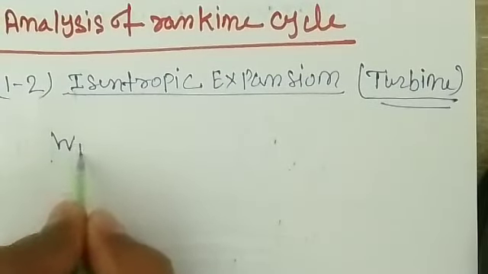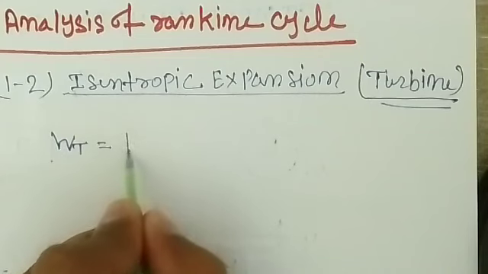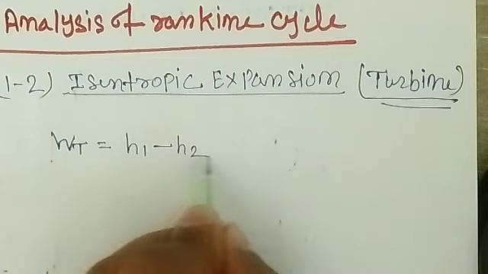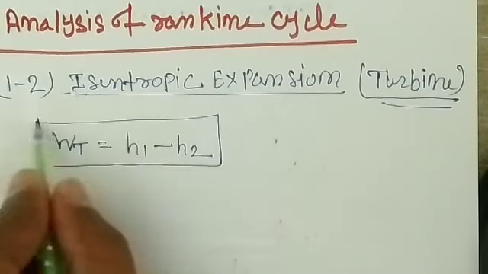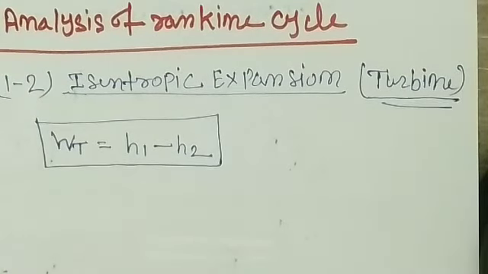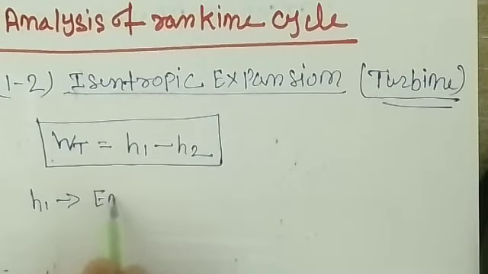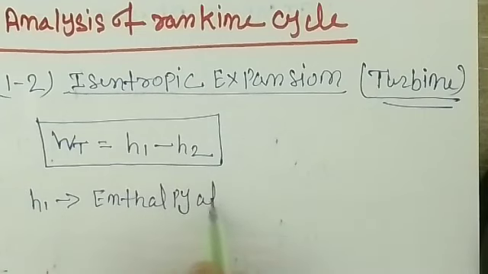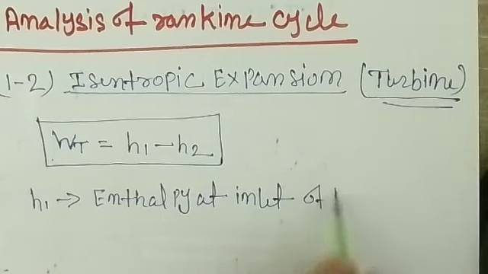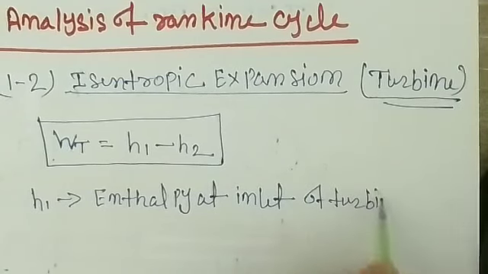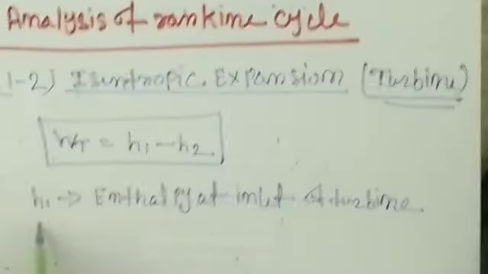So turbine work is what? Turbine work WT is equal to H1 minus H2. H1 and H2 are nothing but the enthalpy at the inlet of the turbine and the enthalpy at the exit of the turbine. Okay, so here you can write H1 is enthalpy at inlet of turbine, right? And H2 is what?